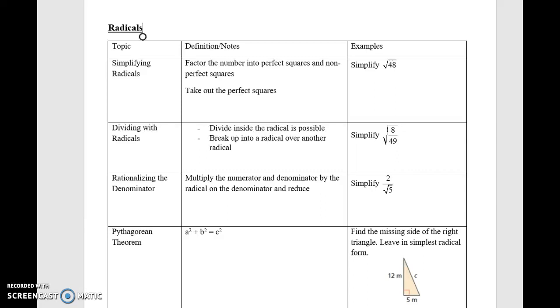You've now reached the third video. In this video, we're going to talk about radicals. We're going to look at simplifying, dividing, rationalizing, and we're going to look at Pythagorean theorem. So take a moment and fill in the notes section of your worksheet. Now let's work through the examples one by one together.